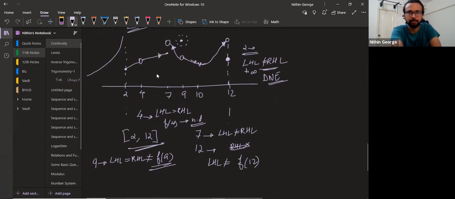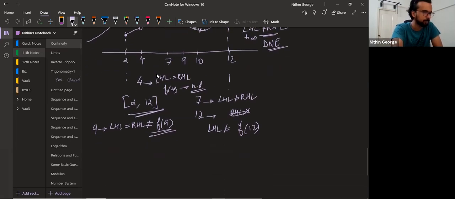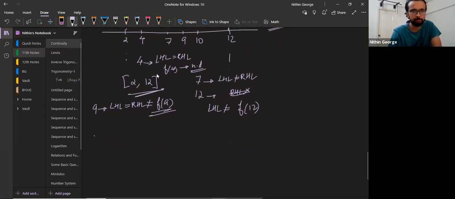Are you all following? Did you guys get this? Yes, sir. Okay. Next, I'll ask you a question. y is equal to tan x. Where is this discontinuous? Or is it a continuous graph?